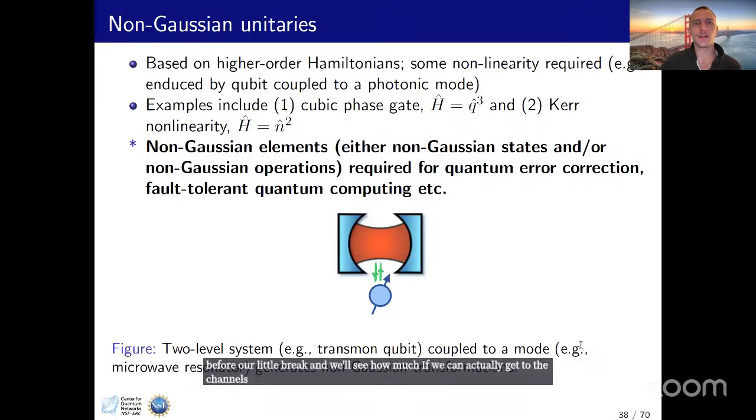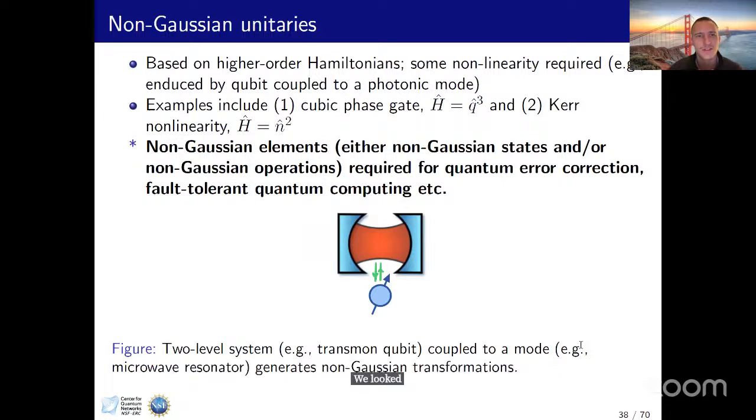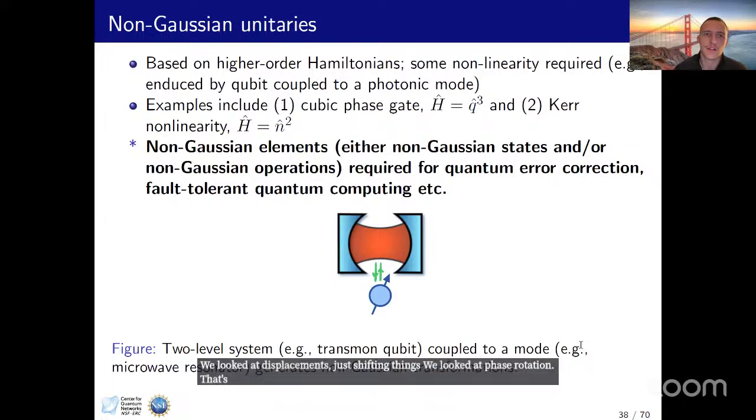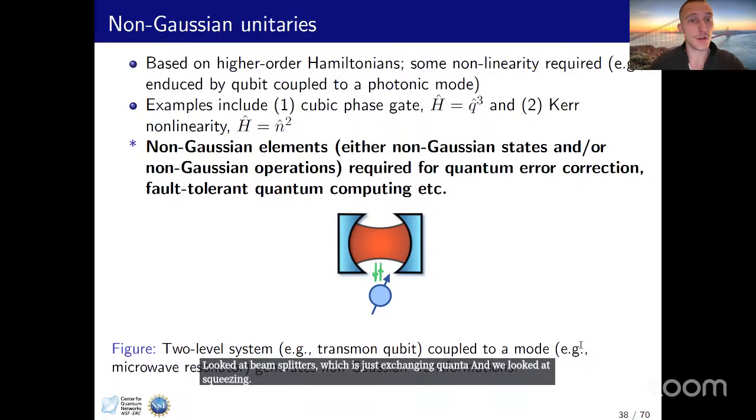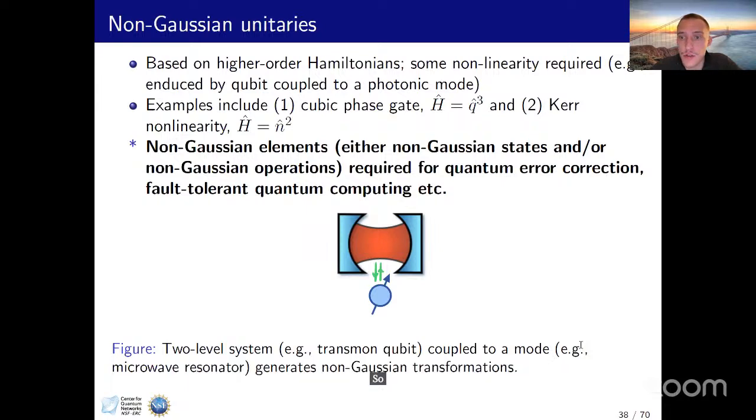But just briefly, that was basically all the Gaussian unitaries that we wanted to cover. We looked at displacements, just shifting things. We looked at phase rotation, that's just taking something in phase space and rotating it about some angle. That's like free evolution. We looked at beam splitters, which is just exchanging quanta, and we looked at squeezing, which amplifies one quadrature and squeezes the other, reduces the other. Those are all Gaussian transformations.